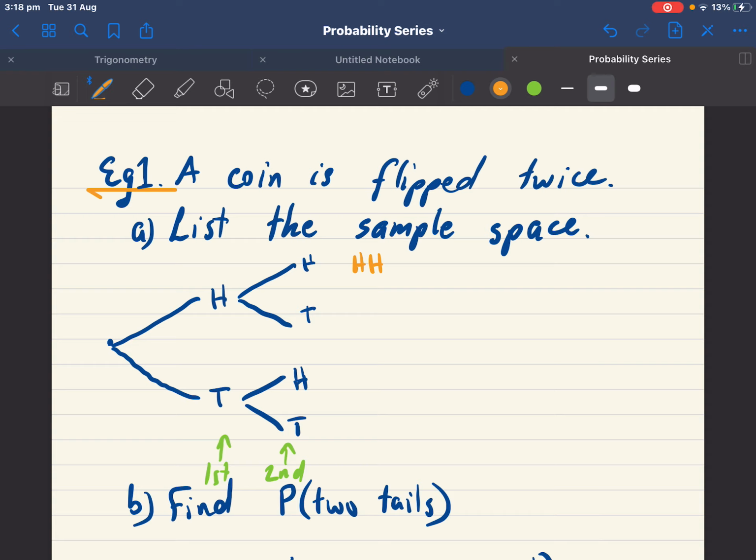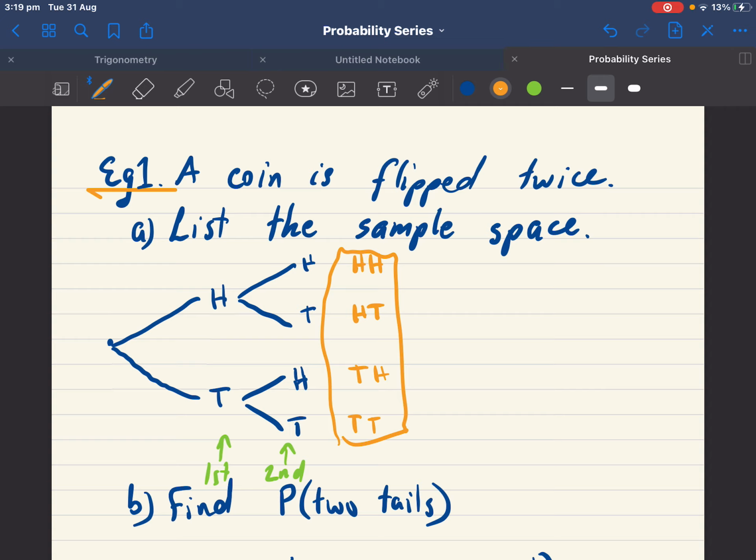The next branch down, you follow the arms. What I'm doing is I'm actually following these arms to get to this endpoint here. And what did we get at this endpoint? We got a head on the first coin and then a tail on the second flip. The next one, these are the arms that lead to that endpoint. This is us getting a tail on the first coin, a head on the second, and the final one you could get 2 tails. This right here is a list of all possible outcomes.